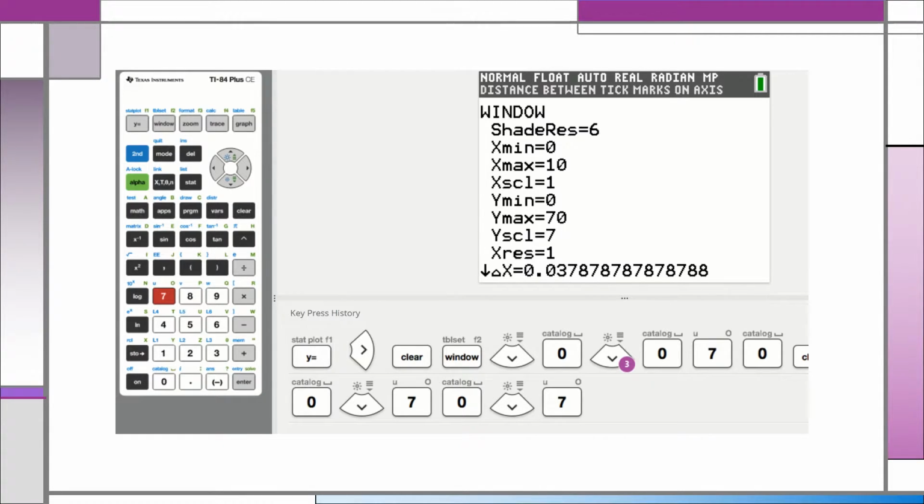Then it's going to decay and decline. So I put the maximum value at 70. And I went ahead and just did a scale of 7, so every tick mark there will represent 7. So we'll have 10 tick marks on the positive side of the y-axis. So the point being, you want to think about what you need your Windows settings to be before you actually start graphing the thing. Because you're going to think about it sooner or later. Might as well do it sooner.